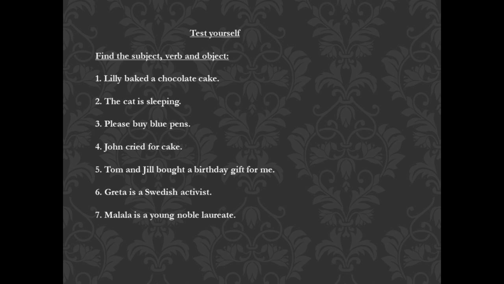The cat is sleeping. So, in this sentence, we are talking about the cat. The cat is the matter of discussion in this sentence. So, the cat is the subject. And what is the verb here? In the cat அப்படிங்கிறது பண்ற work என்ன? Is sleeping. So, is sleeping is the verb. The cat is the subject. Is sleeping is the verb.